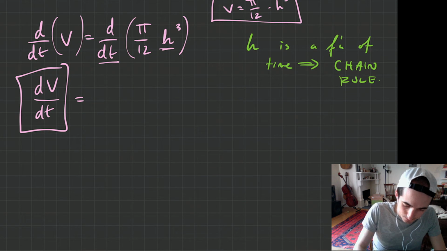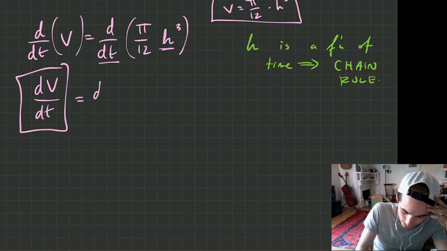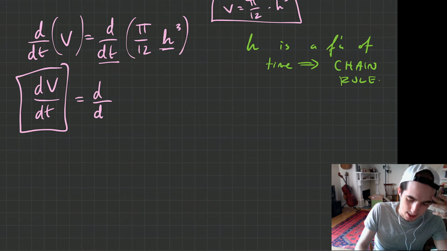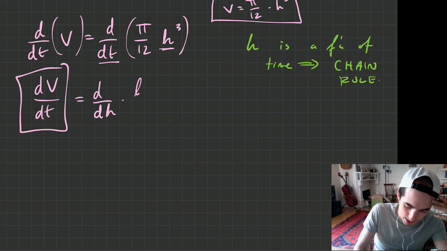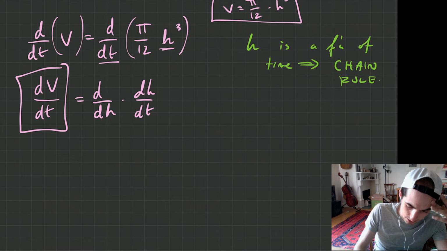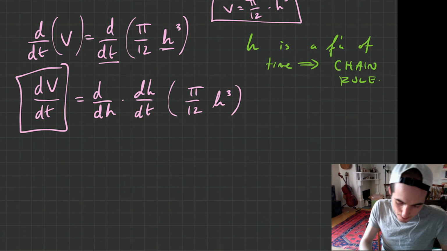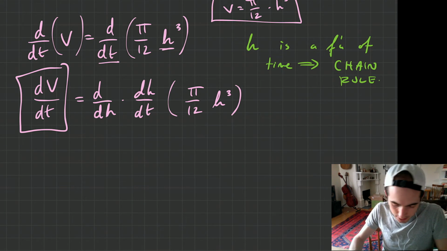Okay? In other words, d by dt is the same thing as d by dh times dh by dt. Okay? So, in other words, you could cancel these out and you get d by dt. So, we are going to do all of this. We're going to take this derivative, but we're going to have to move these terms around a little bit just so it looks nice.